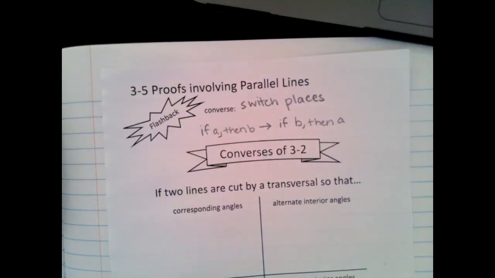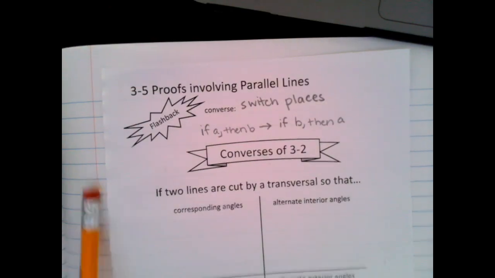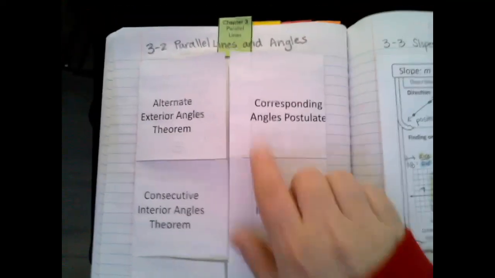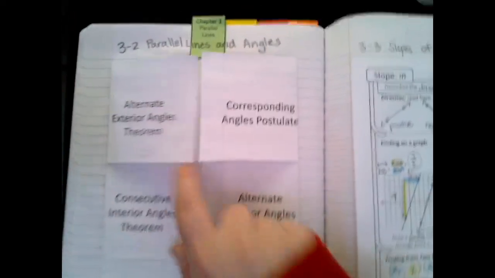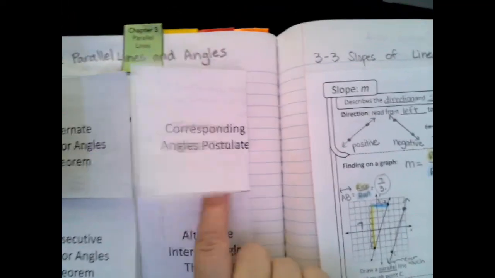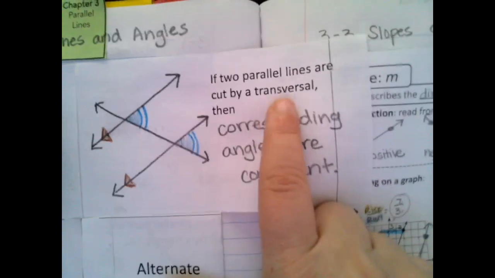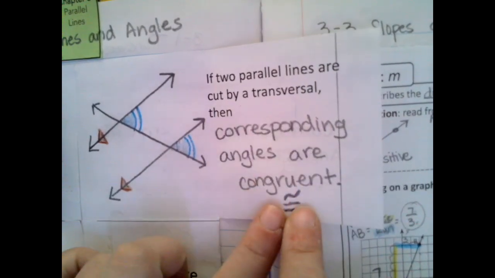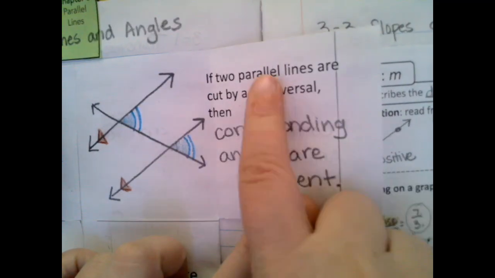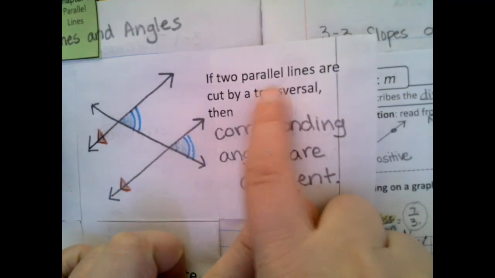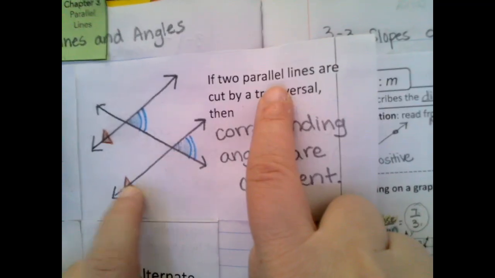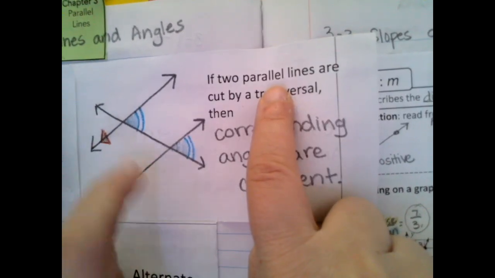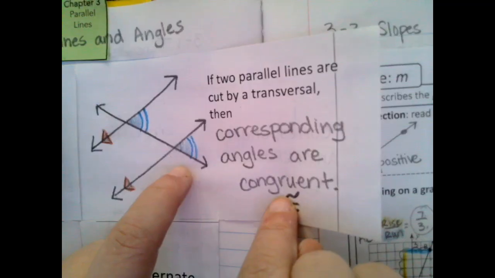Today is going to feel a little bit like review, especially if you've been paying attention in 3-2. If we flip back to 3-2 just for a second, that's this one. With all of these, we're doing converses of these. So when I look at my corresponding angles postulate, that tells me if parallel lines are cut by a transversal, then the angles are congruent. Okay, but starting with what? Parallel lines. Remember we did those little marks on them to show that they were parallel first? Then we said they're congruent.